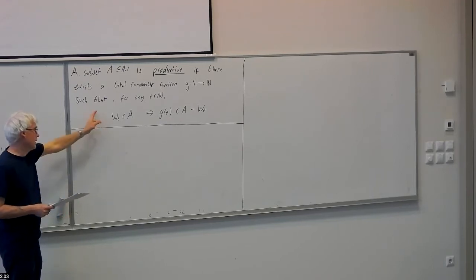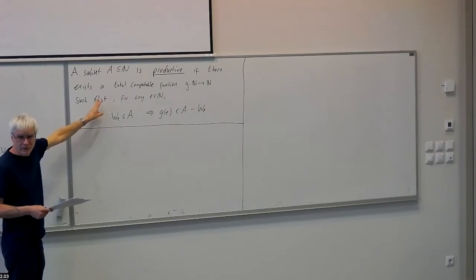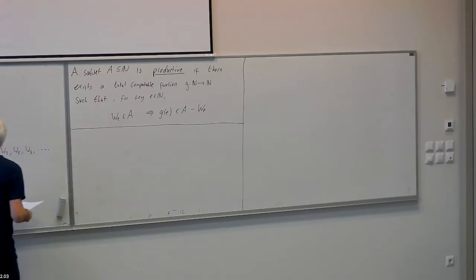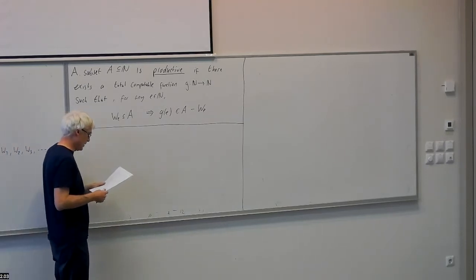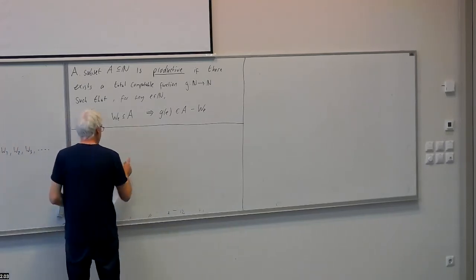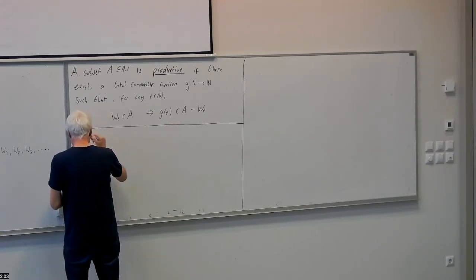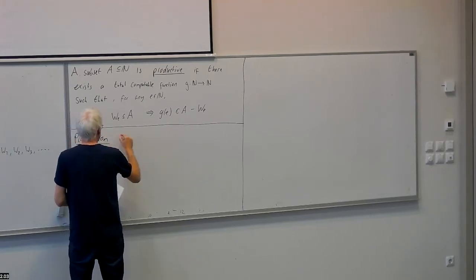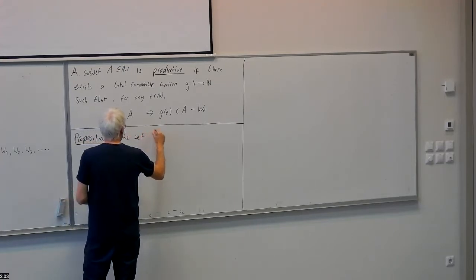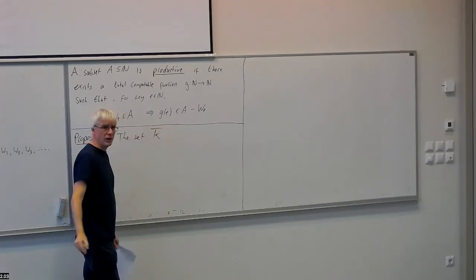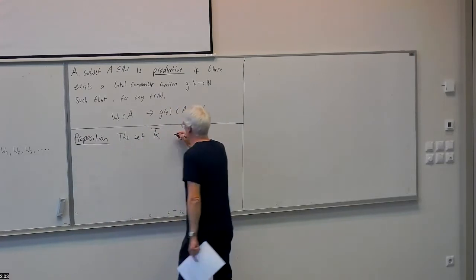You might wonder whether it's a bit much to hope for, that we can find such a computable function G which will always find us an element that we omitted. So let's give an immediate example of such a productive set. The proposition is that the complement of the halting set K is productive.